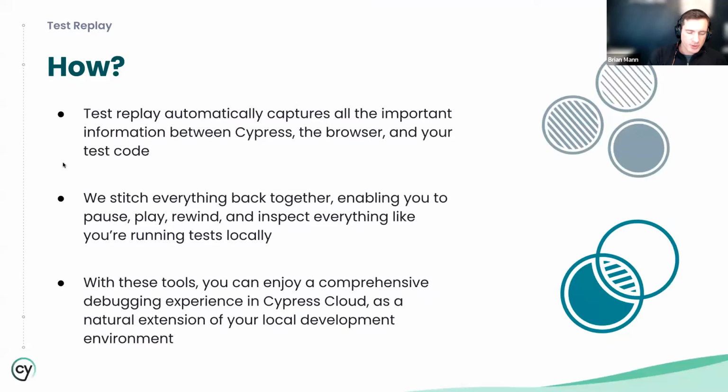And so I want to talk real quick just a little bit about how we're able to do this. The architecture behind Test Replay is predicated on capturing all the important events and information that happens between Cypress, the browser, and even your test code. Behind the scenes, we're capturing all of that and stitching it back together, thereby enabling you to pause, play, rewind, or inspect anything just like you're running tests locally.